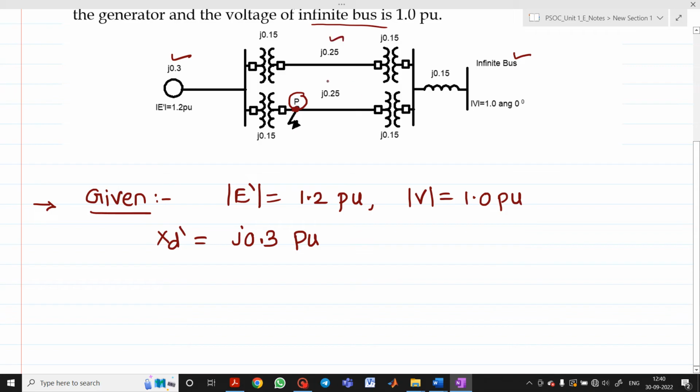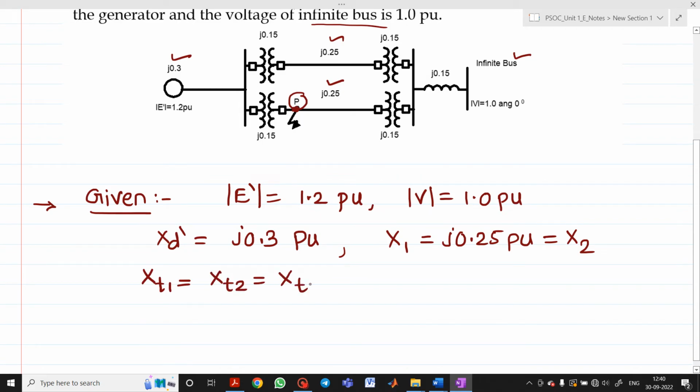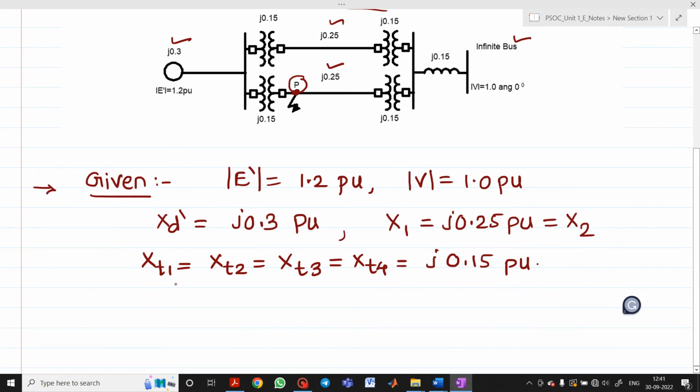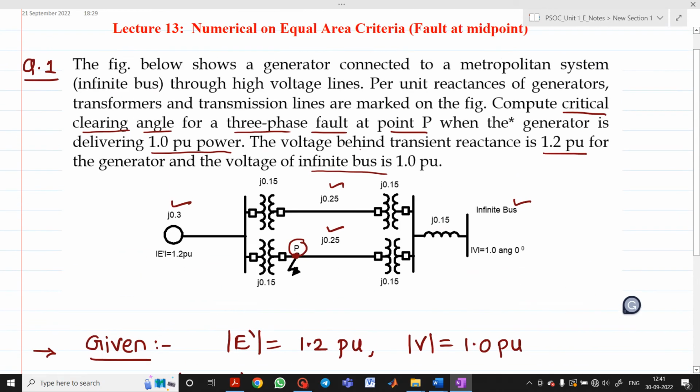Then the line reactances have been given. X1 is the first line whose reactance is J0.25, and X2 is the second line whose reactance is the same, that is J0.25 each. Now the transformer reactances have also been given. I can represent these as XT1 equal to XT2 equal to XT3 equal to XT4, because all four transformers have the same reactance in per unit, which is J0.15 per unit. Then this J0.15 is the infinite bus reactance. So I will represent this as Xi, which is equal to J0.15 per unit.